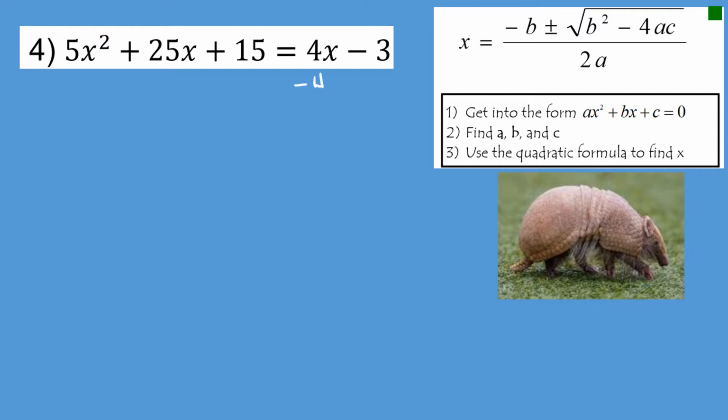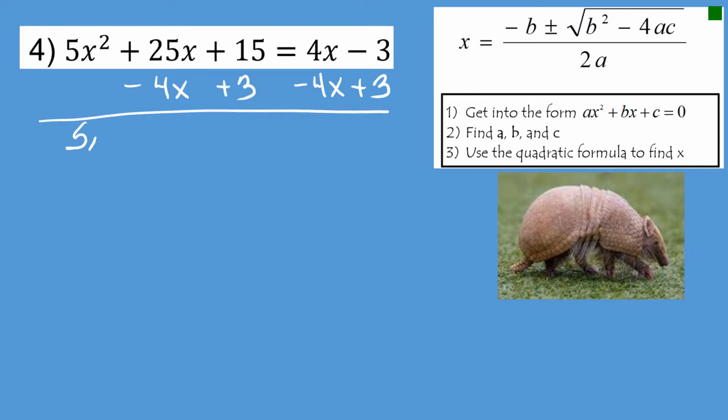Got to move the 4x. I'm going to subtract 4x from 25x. Got to move the negative 3. I'm going to add 3 to 15. So I have 5x squared plus 21x plus 18 equals 0. So I'm going to identify A, B, and C.